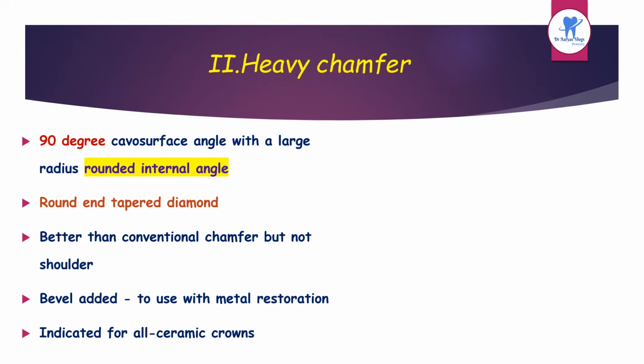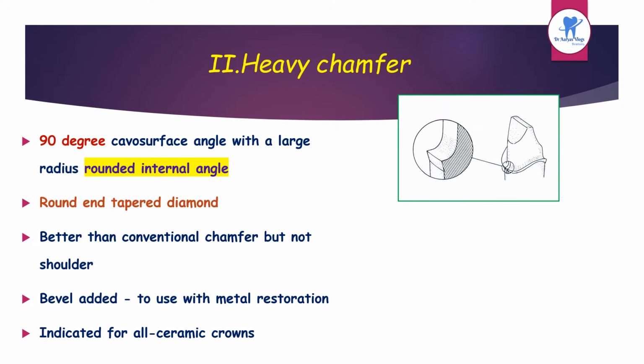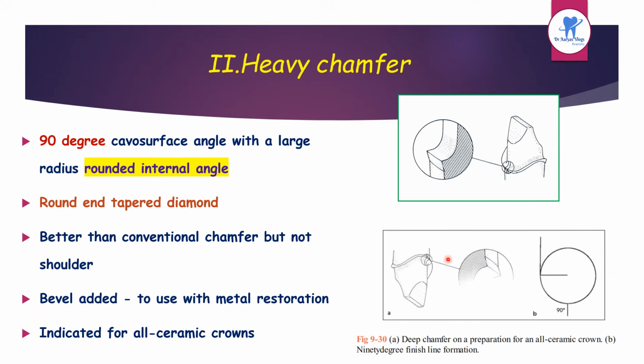Next, moving to the heavy chamfer. Here there is a 90° cavosurface angle with a large radius rounded internal angle. It is also prepared using a round and tapered diamond. It is better than the conventional chamfer but not a shoulder. A bevel is added when used with a metal restoration, and it is indicated for all ceramic crowns.